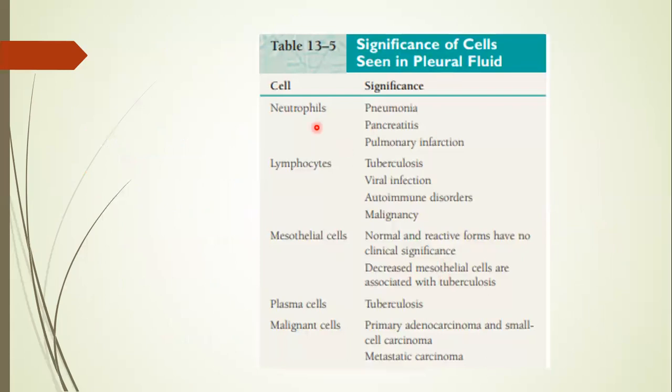Neutrophils increase in the following conditions. Lymphocytes are increased in viral infection or TB. Mesothelial cells are normal cells, but a decreased amount of mesothelial cells is associated with TB. Plasma cells are seen in TB, and malignant cells are seen in cancer.